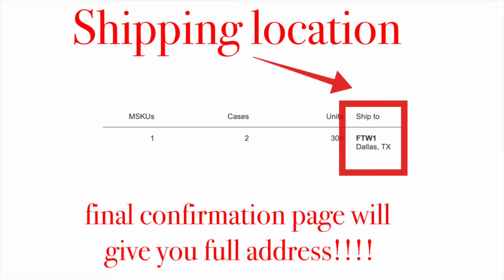Okay, we will continue, and now you will see your shipping location. And this is just the ballpark warehouse location. But on the last page, it will give you the full confirmation address. And that will also be on a barcode for your supplier. So that will give you the full address at the very end. But that gives you an idea of where the product is going to be shipped.